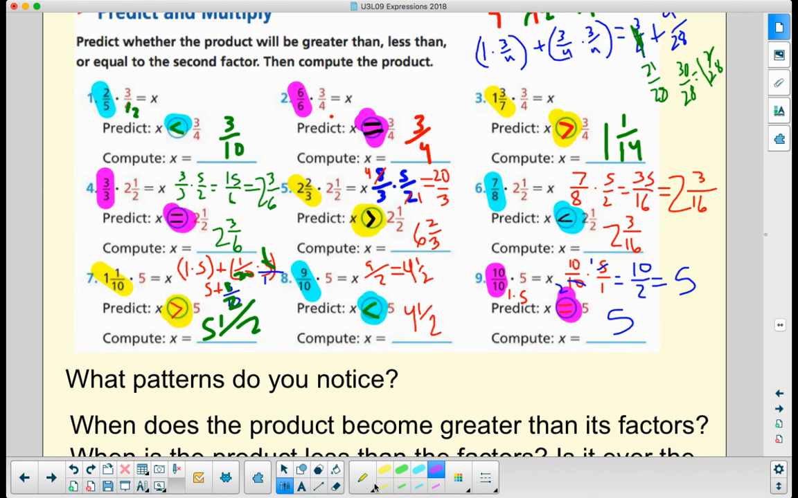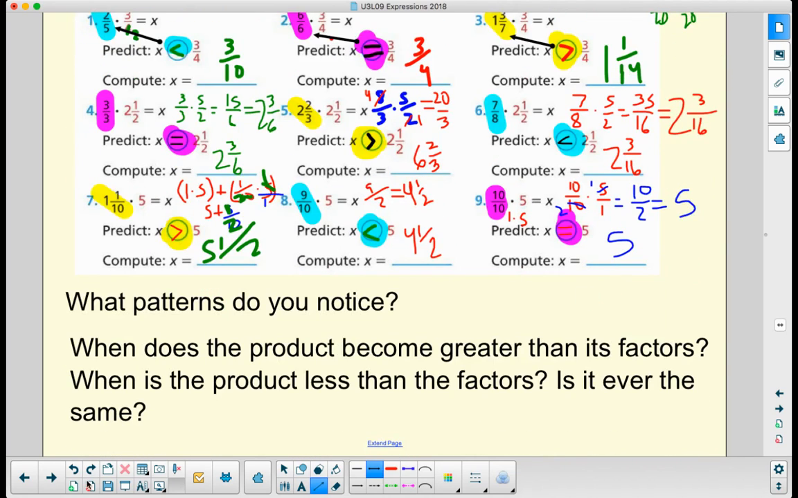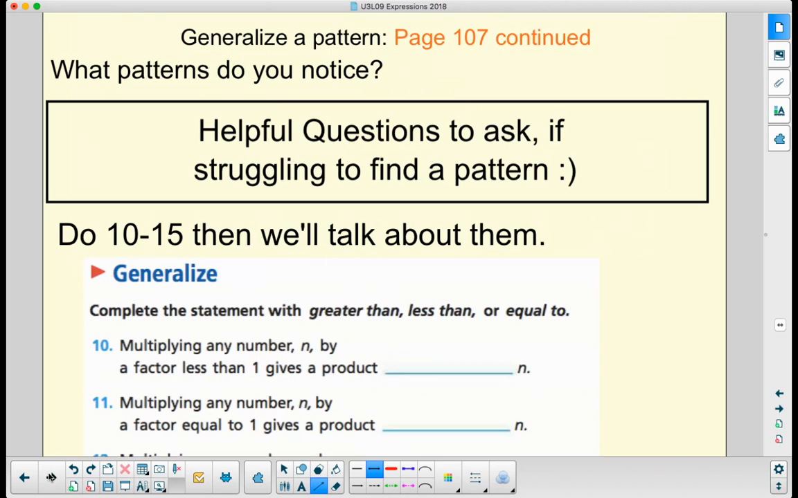So it all comes down to your other factor. If your other factor is less than 1, your product is going to be less than the other number. If it's equal to 1, your product's going to be equal to your factor. If your other factor is greater than 1, your product's going to be greater than your factor. So when does that come into use?